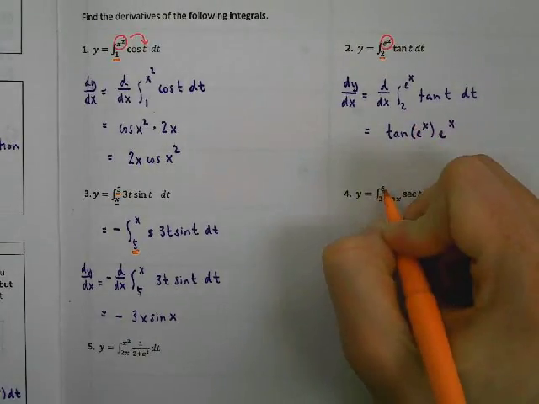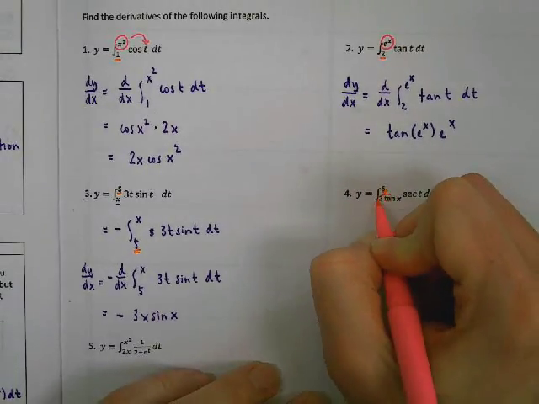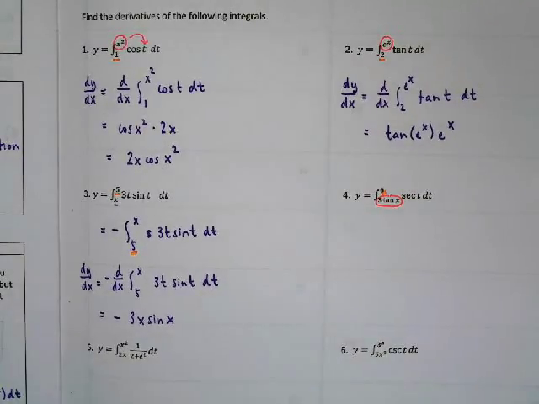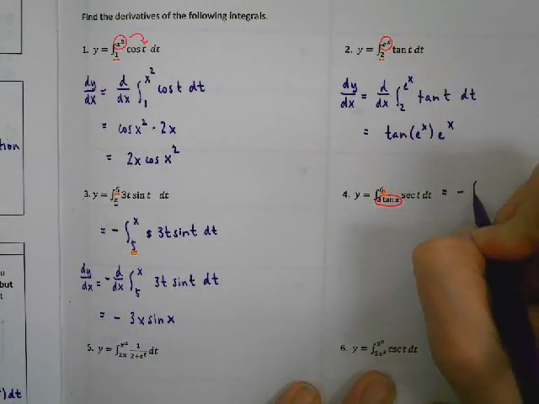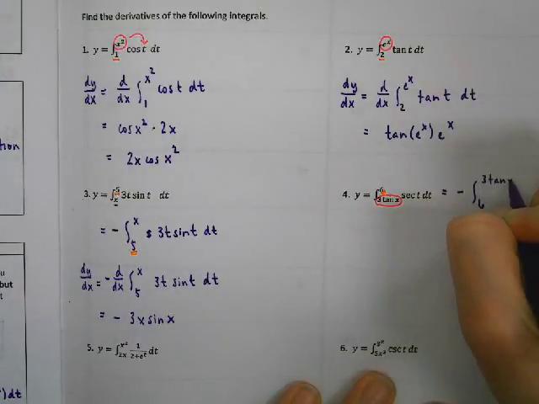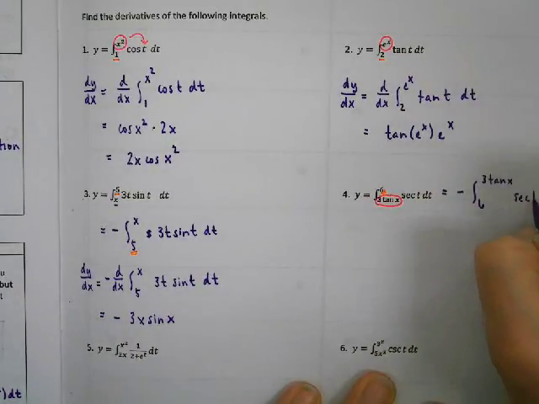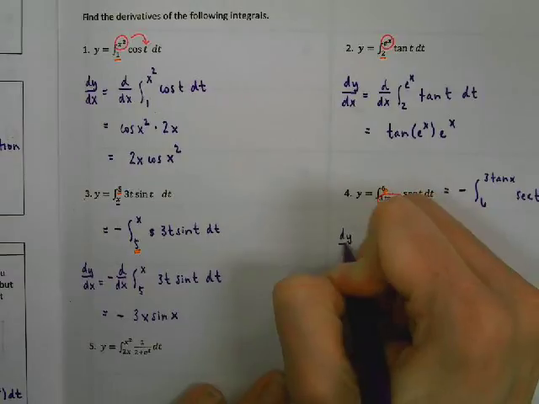Again, I have a problem with my order here because my constant is up top and I have a function of x on the bottom. So I know I'm going to be using chain rule, but the first thing I want to do is change that order of integration. So I'm going to make it the opposite of the integral from 6 to 3 tangent of x of secant t dt.